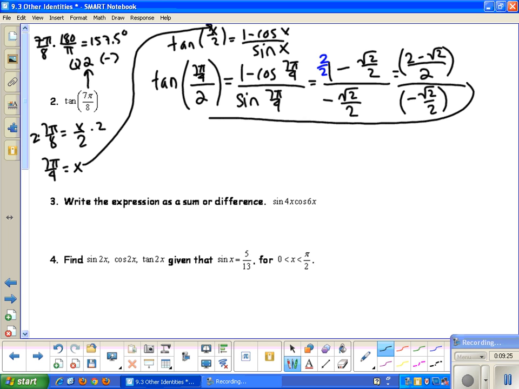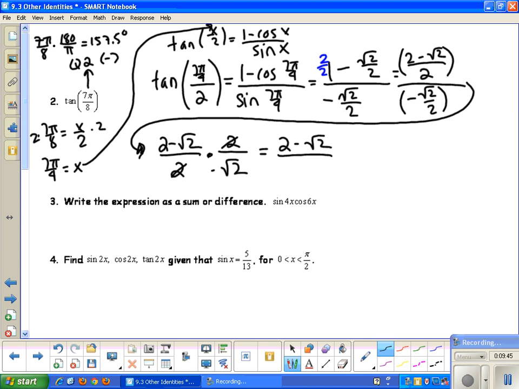So in order to solve a fraction divided by a fraction, remember you multiply by the reciprocal. So 2 minus root 2 over 2 times the reciprocal of what's in my denominator. So that would be 2 over negative root 2. These end up canceling out. So when I cancel those out, I'm left with 2 minus root 2 over negative root 2. I don't like to have radicals in my denominator, so I have to rationalize it by multiplying by root 2 over root 2. I don't have two terms, so I'm not multiplying by the conjugate, just the magic 1.